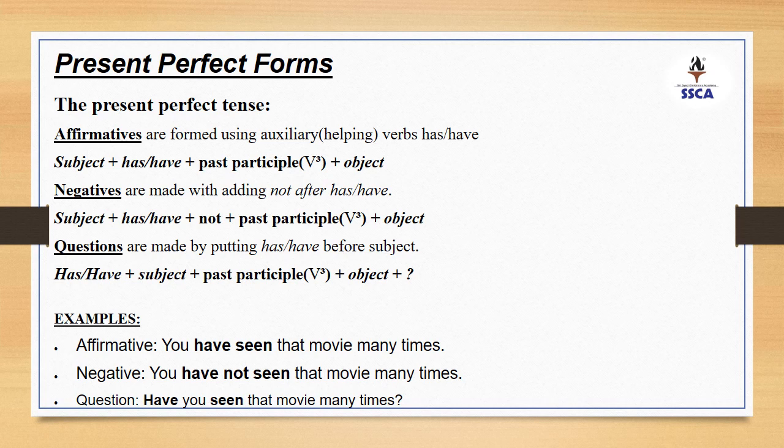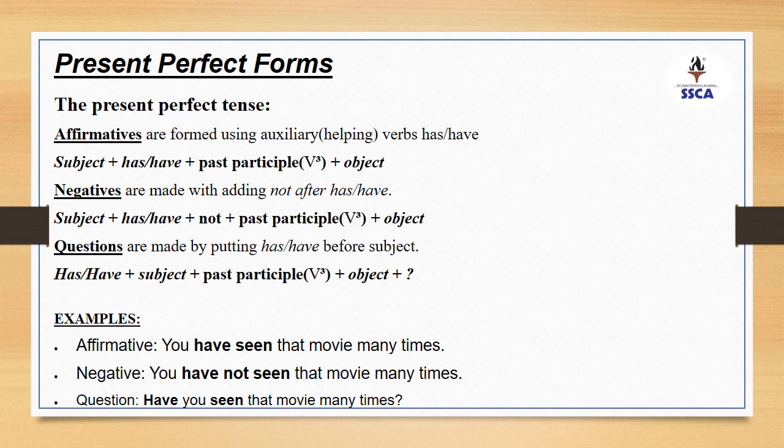Affirmatives are formed using auxiliary, means helping verbs, has and have. So, the structure of present perfect affirmative is subject plus has, have plus past participle, means verb's third form plus object. Negative structures are made with adding not after has and have. Just see, subject plus has, have plus not plus past participle verb's third form plus object.